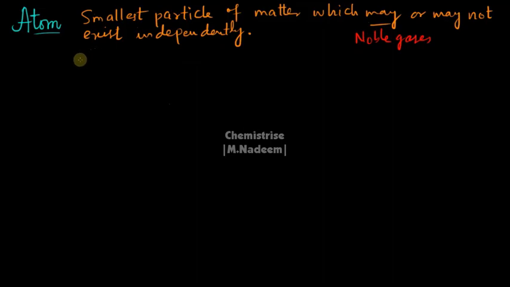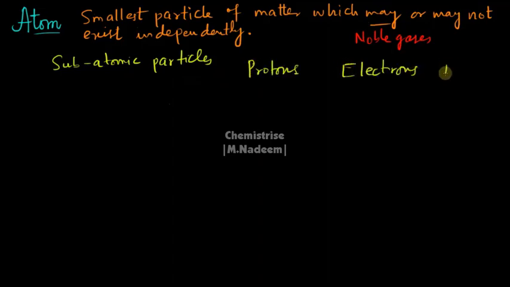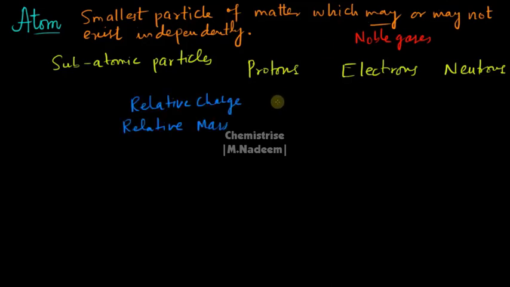Now atom is made up of three fundamental particles, and they are known as subatomic particles. Subatomic particles include the protons, the electrons, and neutrons. If you look at their relative charges and relative masses, protons, they have a relative charge of +1. Electrons, they are -1, and neutrons, they are neutral, or you can say they have no charge or zero charge. As far as the relative masses are concerned, the protons, they have a mass of 1.